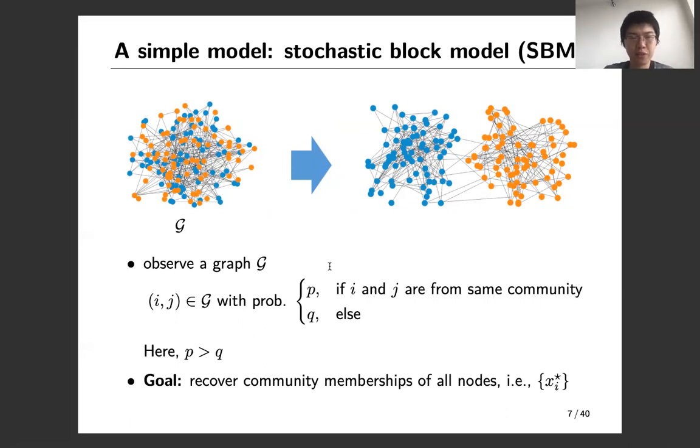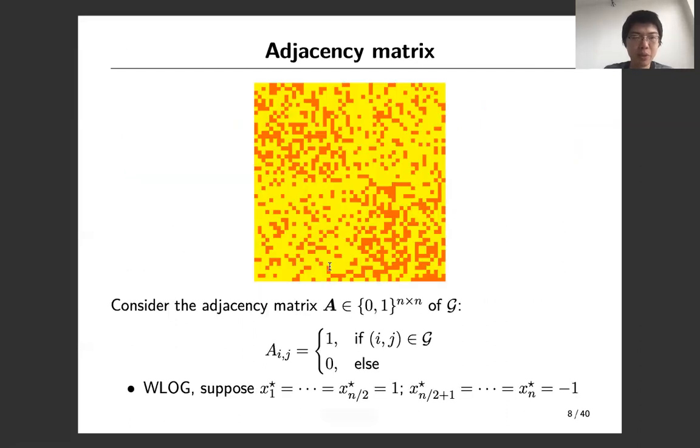observed graph G. Equivalently, the data we have can be written as an adjacency matrix A, where Aij equals 1 if and only if edge ij belongs to the graph. Without loss of generality, from now on, we will assume that the first half of the nodes belong to the first community, and the second half belong to the other community. And that just means x star 1 to x star n over 2 is equal to 1, while the remaining entries are equal to -1.